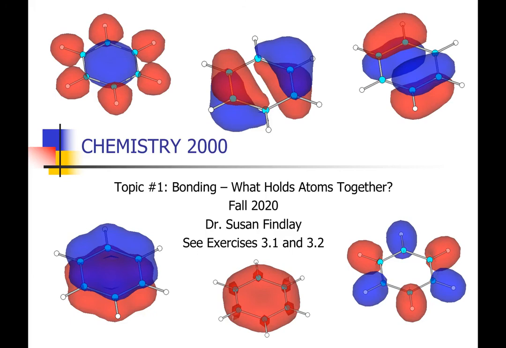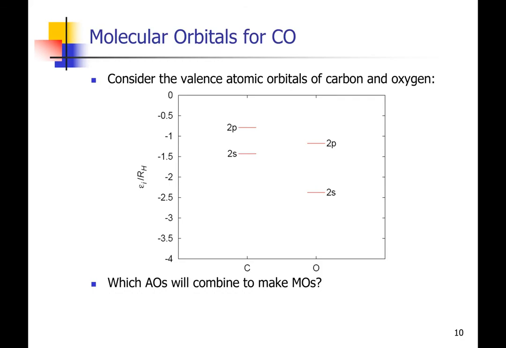In the last video, we talked about building and using the MO diagram for HF. In this video, we're going to build an MO diagram for CO, carbon monoxide. So as always, we need to start off by determining what the valence atomic orbitals and valence electrons of the atoms in our molecule are.